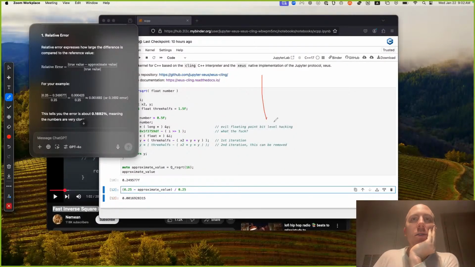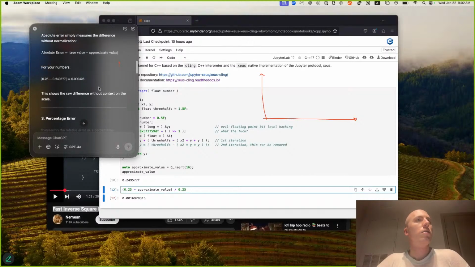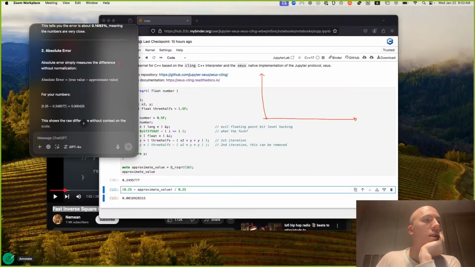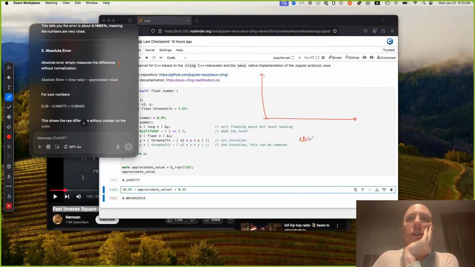So here we have, I guess on this axis, basically the numerator. It's the difference, the absolute value of the true value and the approximate value. Did ChatGPT call it something? It said the absolute error. So down here we have the absolute error.